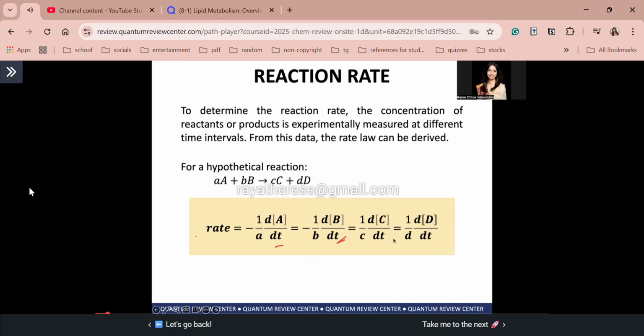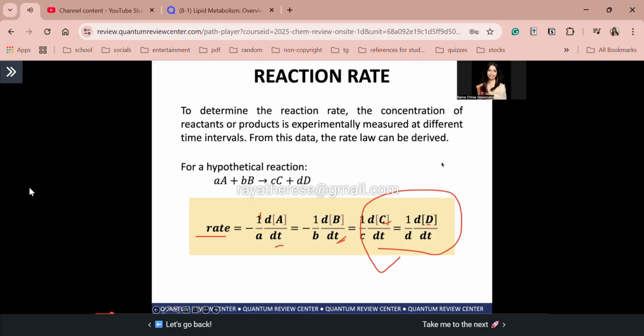Now, here, rate is also equal to 1 over c dC over dt, and it is equal to 1 over d dD over dt. Now, the positive values for C and D mean that their concentrations are increasing, meaning the products are being formed throughout the reaction. Okay, again, guys, dC over dt, dD over dt shows how fast the concentration of C and D changes with time. Now, dividing by the coefficients such as 1 over a, 1 over b, 1 over c, 1 over d, and so on and so forth, makes sure that the rate is the same, no matter which substance you measure.